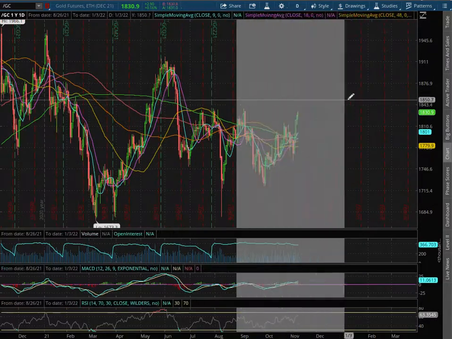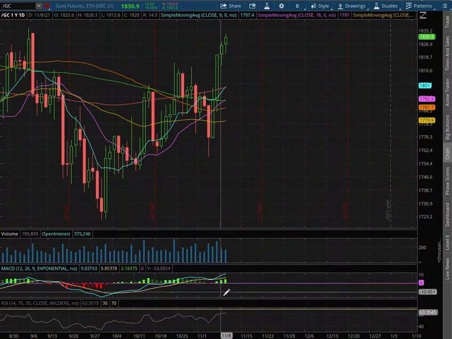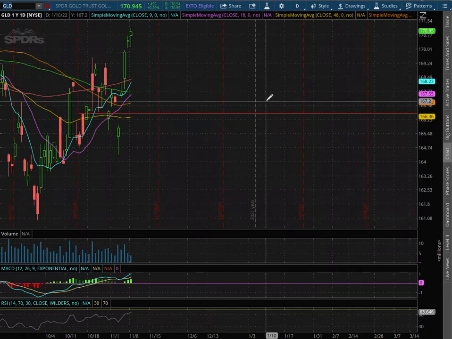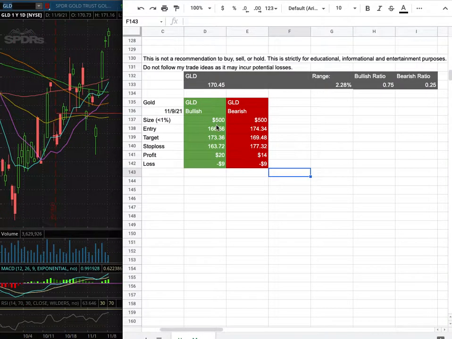As we extend that further to the daily chart, we are in positive MACD and approaching overbought levels with the RSI. As with the trade idea, I'll be trading GLD. My position size for it is less than 1% of my portfolio.